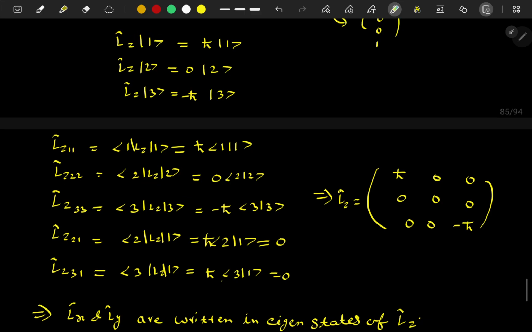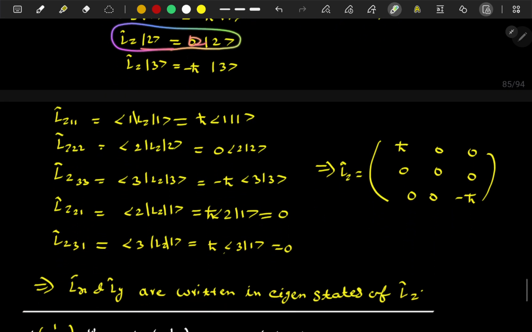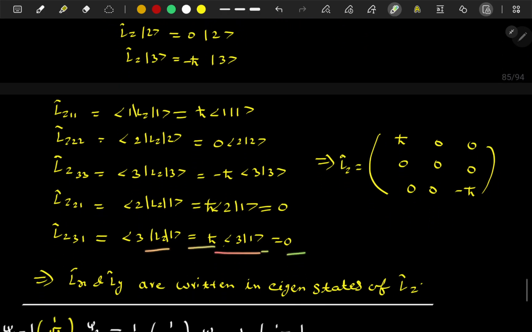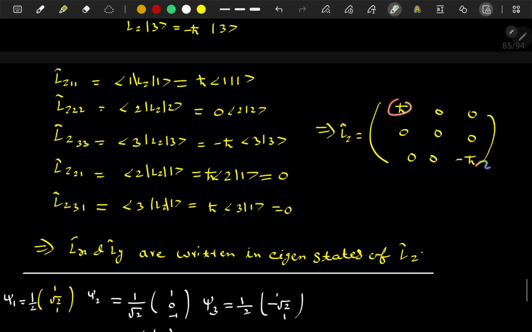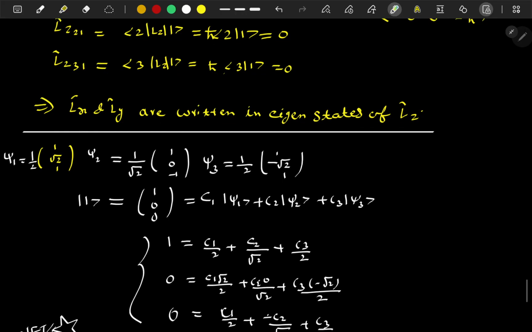Why is this so? Because for 2 2 this 0 is mℏ, so it will give you 0. Okay. Similarly for this, 3 2 1 will be 0. So we are having only 2, the rest of the elements are 0. Similarly, these are also written in the eigenvalues of L_z.